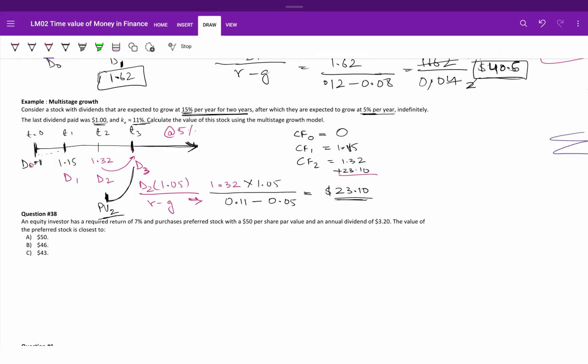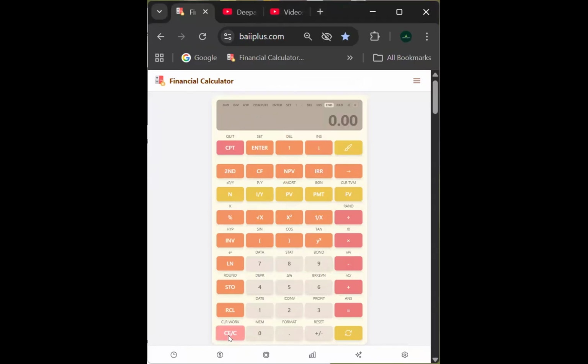Now I'm sharing my calculator screen with you again so that everything is clear. Cash flow. Okay. So what I'm going to do is plug in my cash flow numbers. First is 1.15. Enter. Don't forget to press enter. Second is 23.10 plus 1.32. This is my second cash flow.